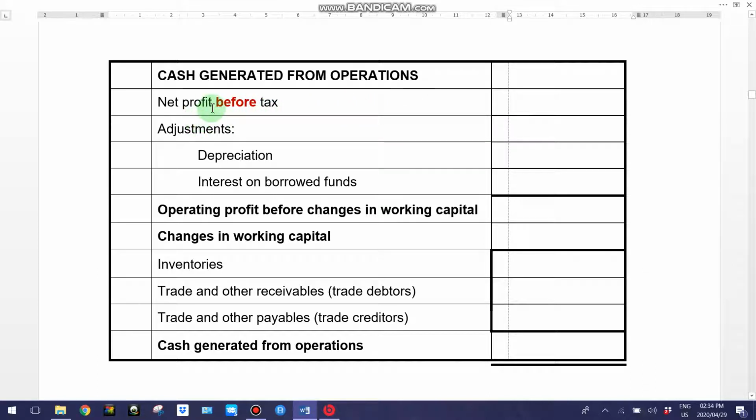Okay, so starting from the top, I'm going to look at my net profit before tax. So I take the amount net profit before tax.